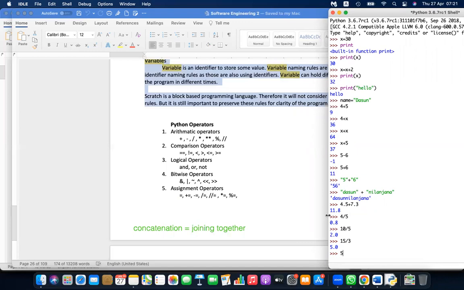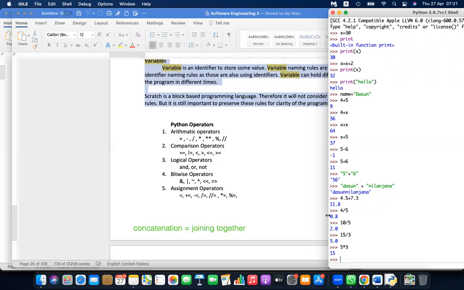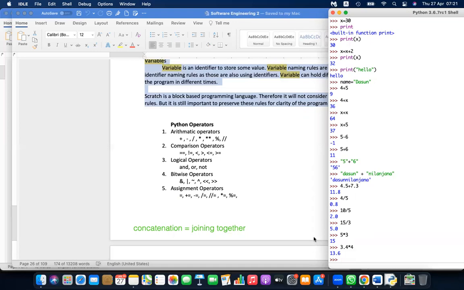Multiplication, on the other hand, can be used in Python in two ways. One is actual multiplication. If it is a floating point number or a normal number, that can be multiplied like this. The multiplication symbol is asterisk.